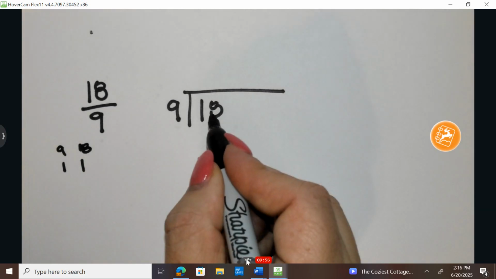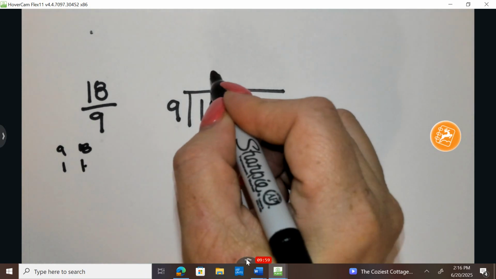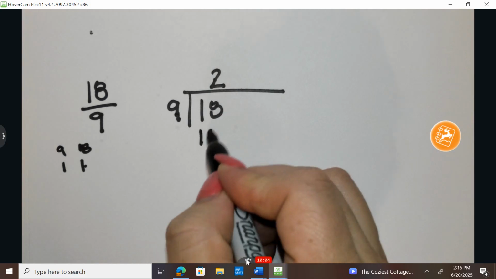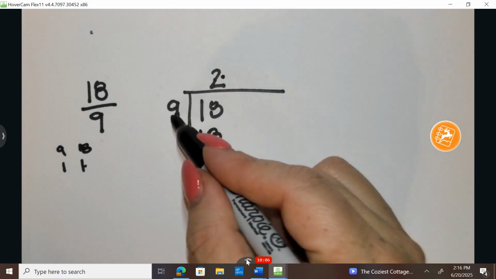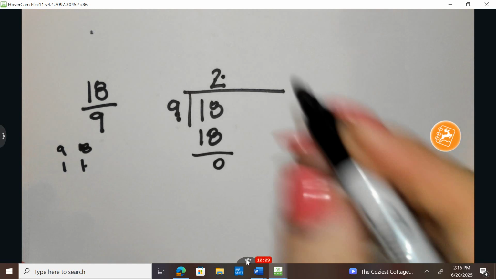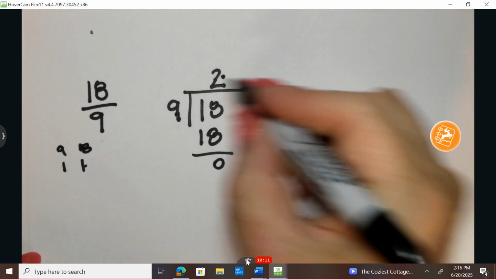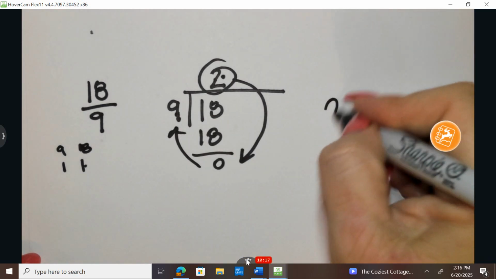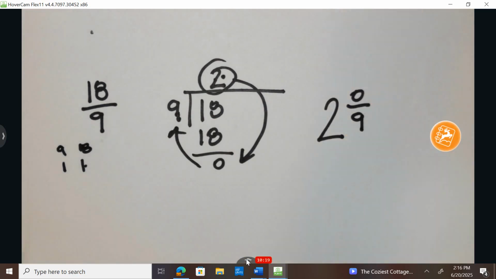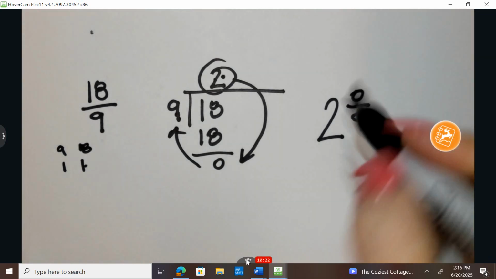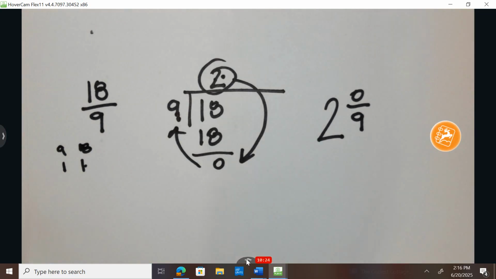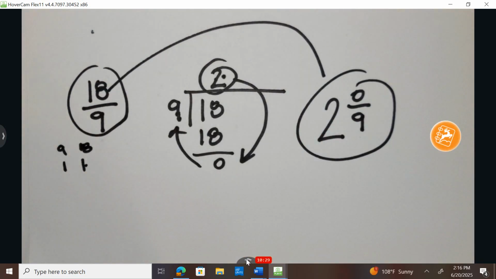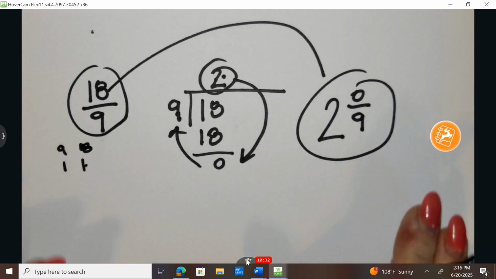Oh, I'm right on it. Perfect. So 2 groups of 9 fit in here evenly. 2 times 9, or 2 groups of 9, is 18. I chose the number. I multiplied. I subtract. And now I write it as a mixed number. So this is the whole number. And here is the proper fraction, 2 and 0 over 9. Now later on in math, we're going to learn how 0 divided by any number is just 0. But at this point in math, we want you to recognize that these two are equal, or called equivalent values in math.